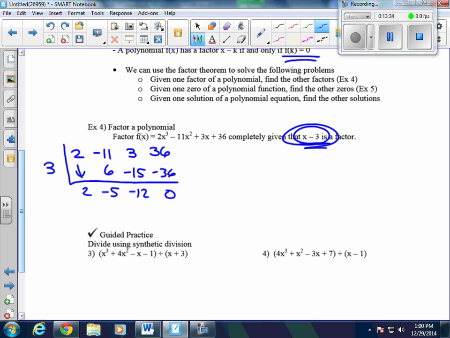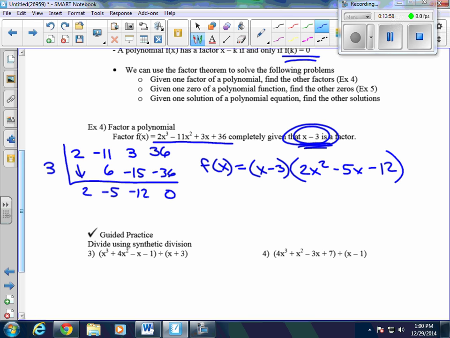Well, here's what this means. I know that x minus 3 was one of the factors. And now this tells me that 2x squared minus 5x minus 12 is also a factor. Because really what we did is divide this polynomial by this one, which means if I multiply those two together, that's going to be what I have. So we have to check, is this factored completely?